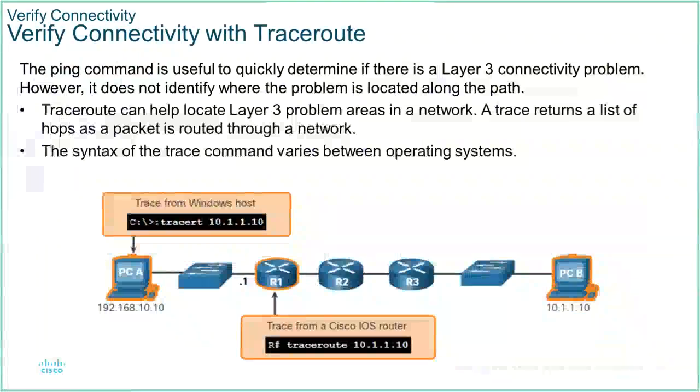Traceroute is used to determine if there's a problem somewhere along the path. So a ping will just tell us that we've got connectivity from A to B, or if there's an issue. If there's an issue, we follow up with the traceroute command, and this will tell us what layer 3 device we get to in the path to the destination. And if we only get to router 1, we can assume there's a problem between router 1 and router 2, for example.